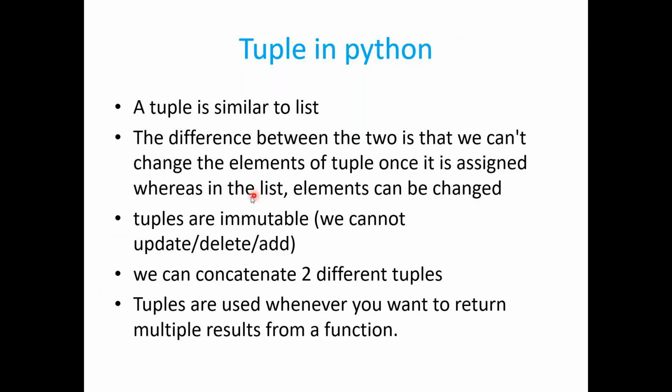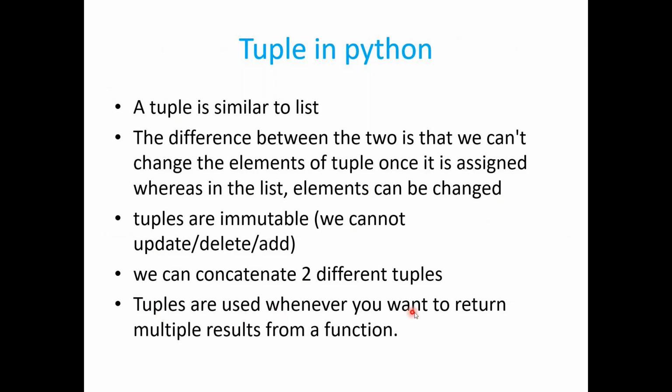Whereas coming to a list, we can change the elements of a list. But we cannot change the elements of a tuple. That's why tuples are immutable in nature. And of course, we can concatenate or add two tuples, similar to a list. This last point is again important.